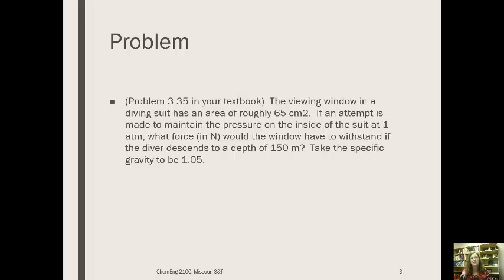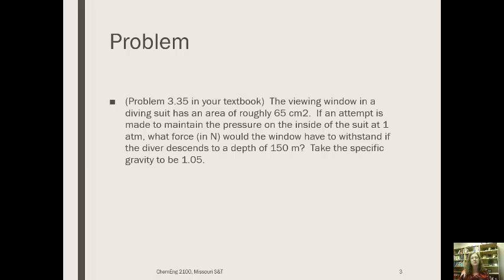So here's a problem that's out of the textbook. A diving suit has a little window for people to look out of. Okay, it's about 65 square centimeters. And you're wanting to keep the pressure inside the suit at 1 atmosphere, right? You're in there, so you want that to be 1 atmosphere.